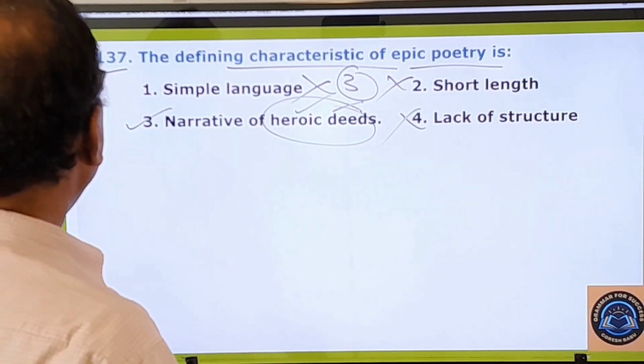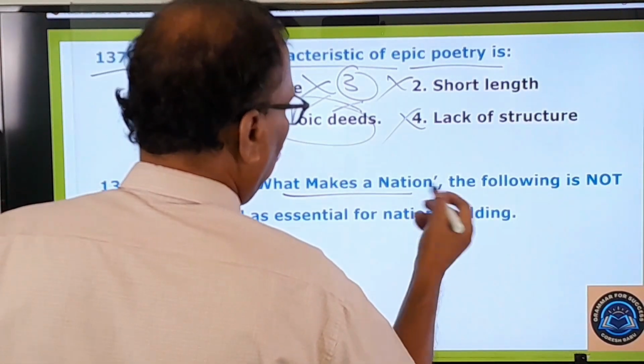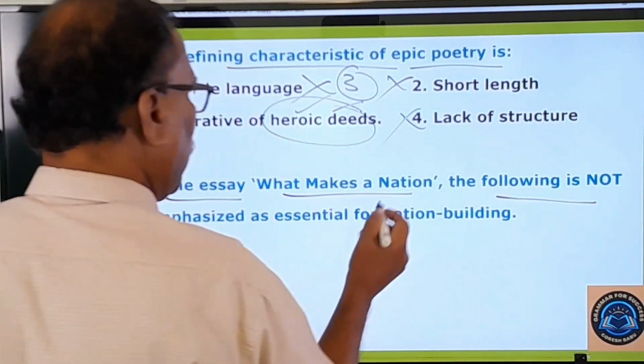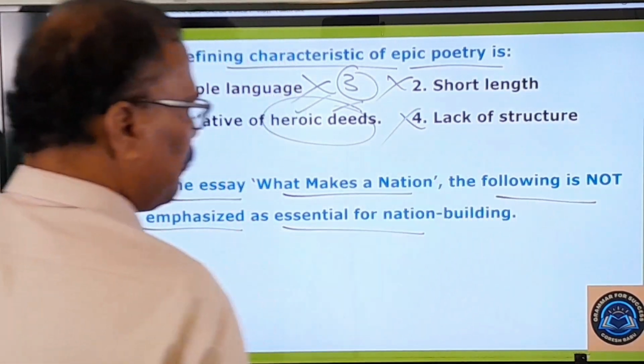You go to the 138th question. In the essay, What Makes a Nation? What makes a nation? The following is not emphasized as essential for nation building.